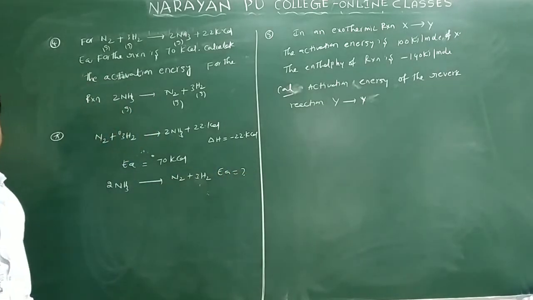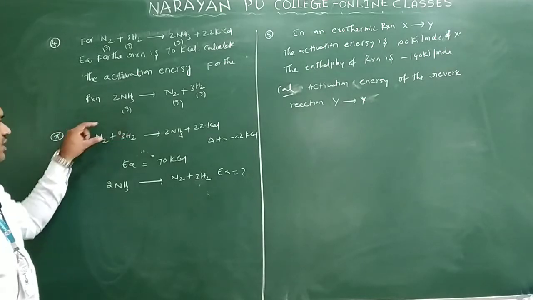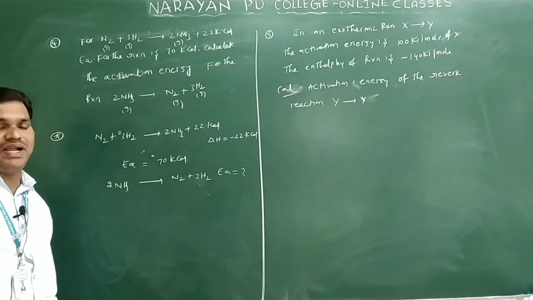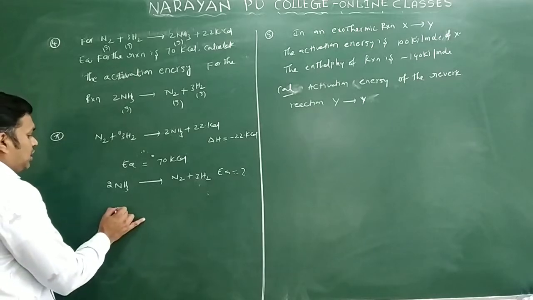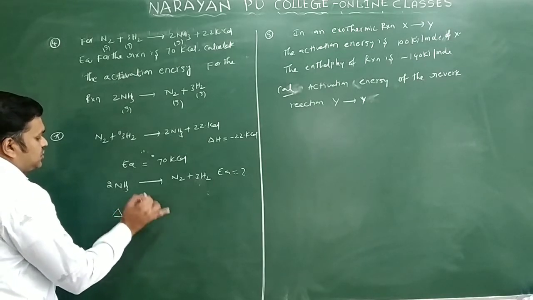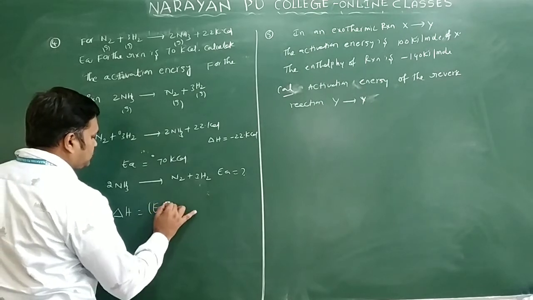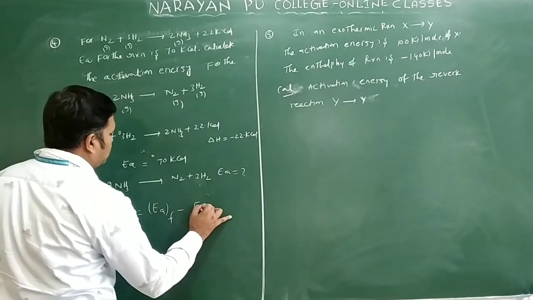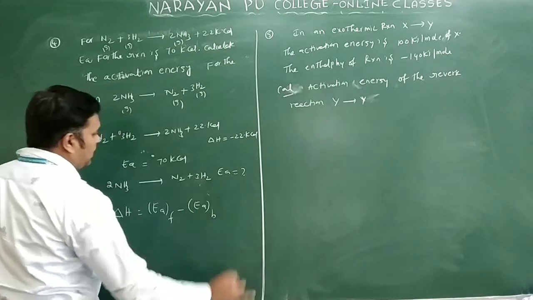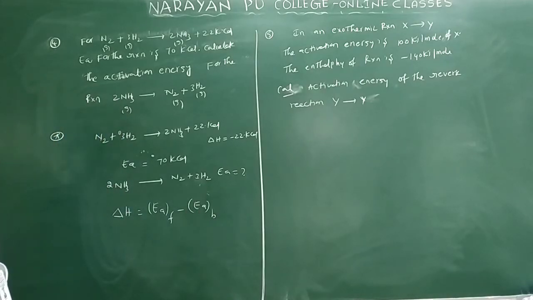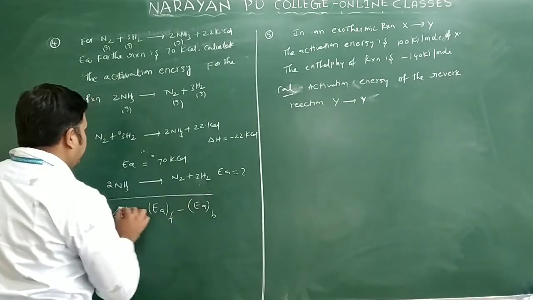Suppose you take this as a forward reaction, then we can take it as a backward reaction. So generally one formula we have: delta H is equal to activation energy for the forward reaction minus activation energy for the backward reaction. So this is the formula we have.